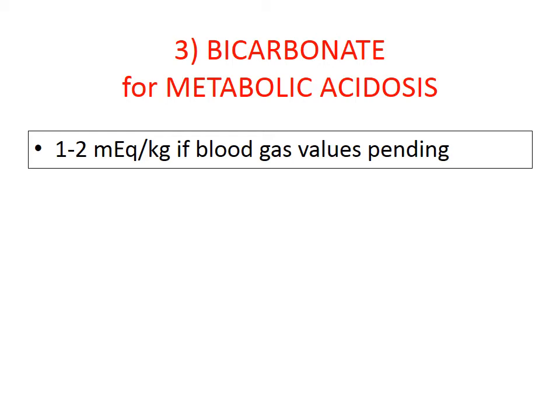This last slide, at least the third thing that they mentioned, is bicarbonate for metabolic acidosis. That's one of the other things. This is, of course, after you've been giving dantrolene and/or reversed the process, but you want to consider treating the metabolic acidosis with 1 to 2 milliequivalents per kilo of bicarb, at least if your blood gas values are still pending. Once you have blood gas values, you can treat according to how severe your metabolic acidosis is.